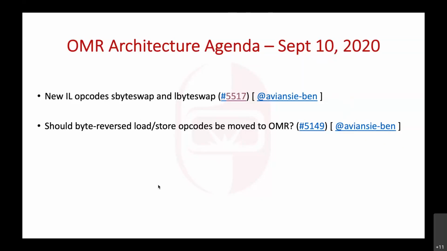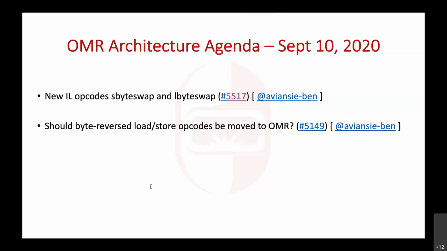Are there Trill tests written for the ibyteswap? And you'll just extend those for L and S? No, there are not any existing Trill tests for that. I would add tests for S, I, and L byteswap if I was going to add these, though. Okay.